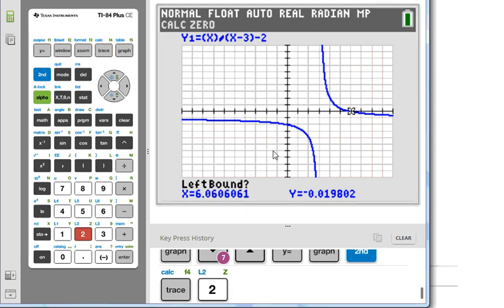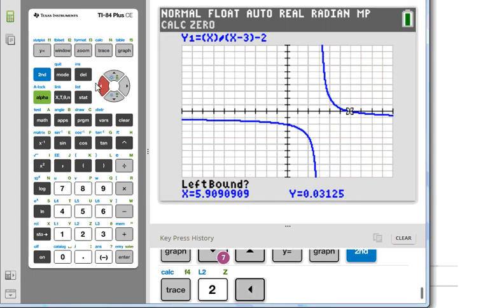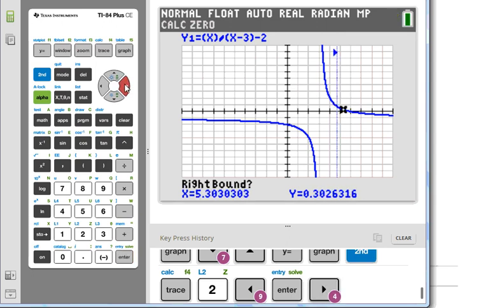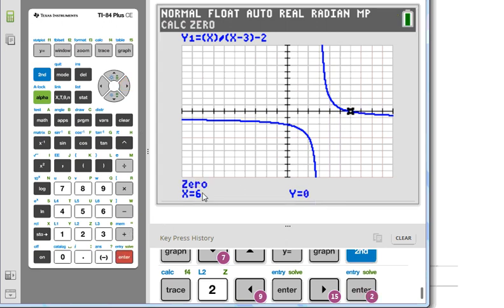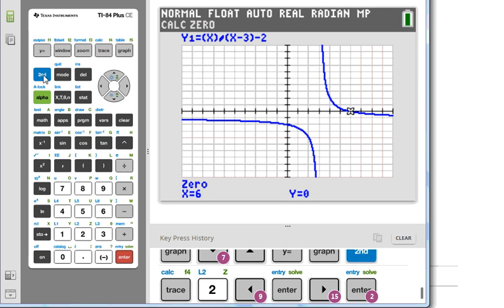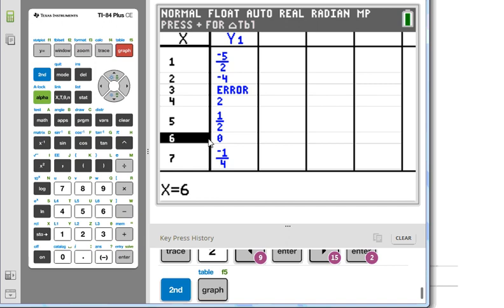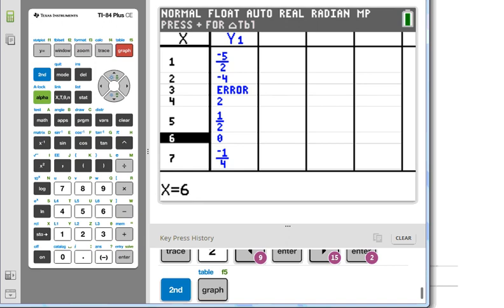It asks for the left bound, so we arrow to the left of our x-intercept and press enter. It says right bound, so we go to the right. We press enter twice, and we see the point (6, 0), and we can go to the table. Also, press second table, and we can see the point (6, 0).